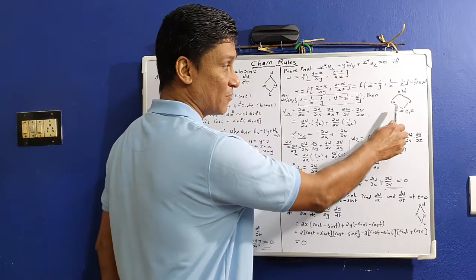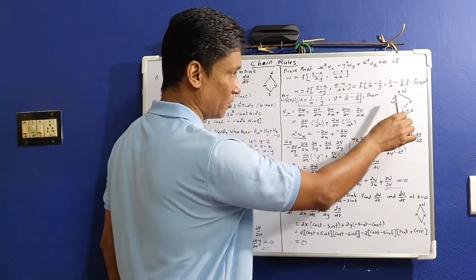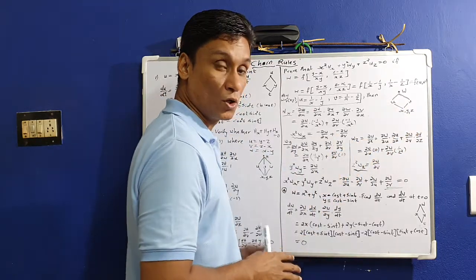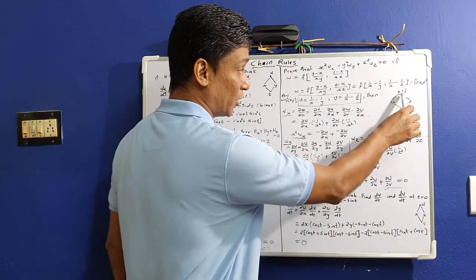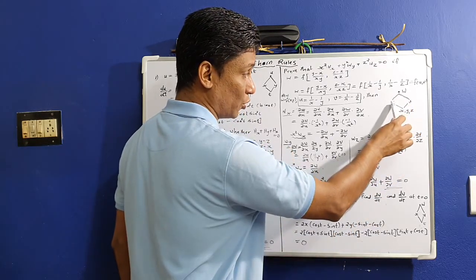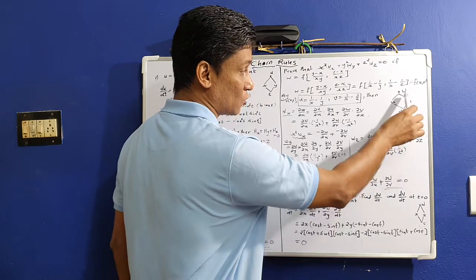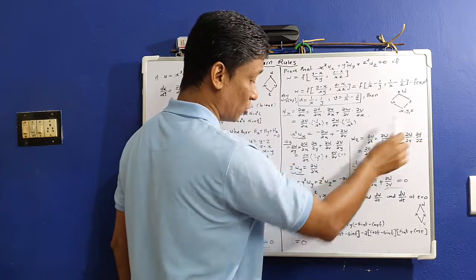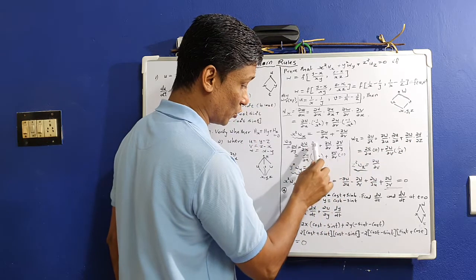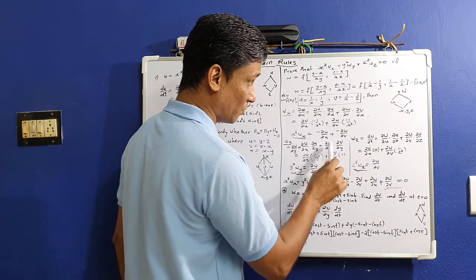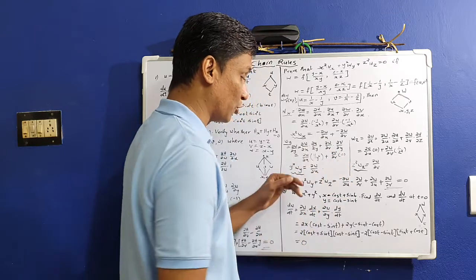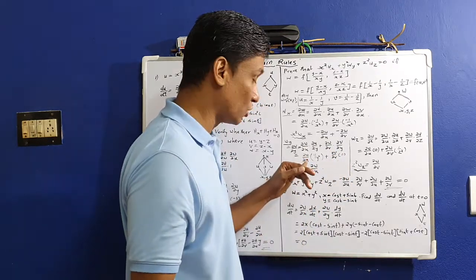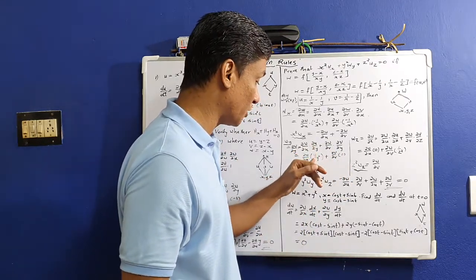From the scheme you get wy is ∂w/∂y. ∂w/∂y is ∂w/∂u into ∂u/∂y plus ∂w/∂v into ∂v/∂y. Again, ∂w/∂u we cannot find, but you can find ∂u/∂y.